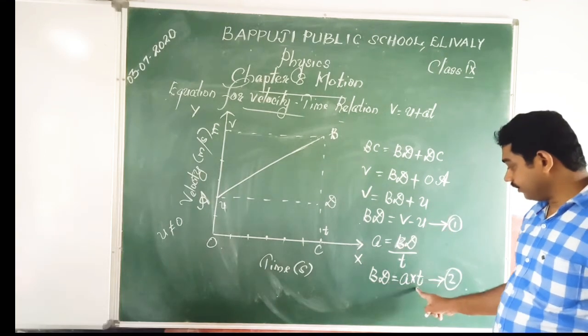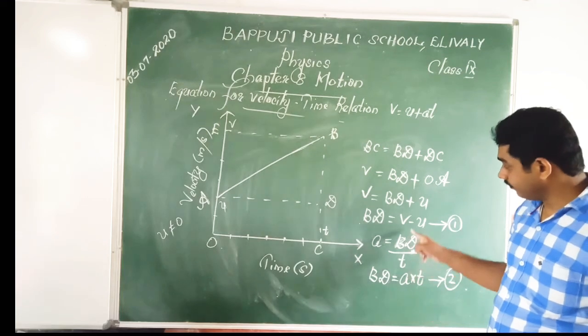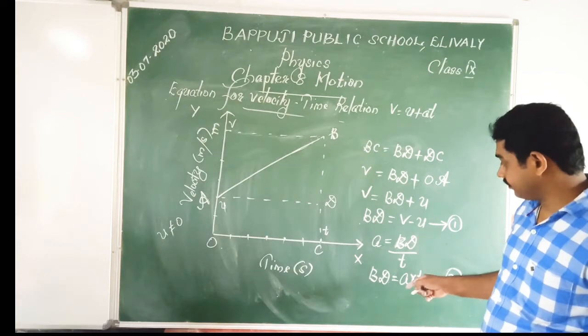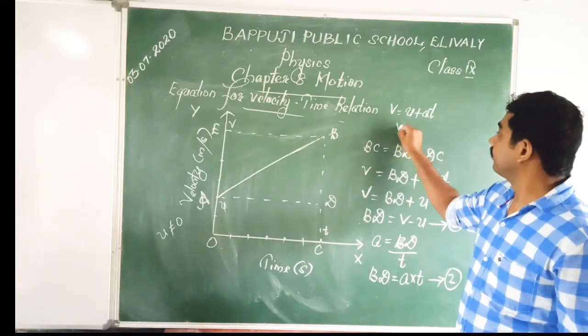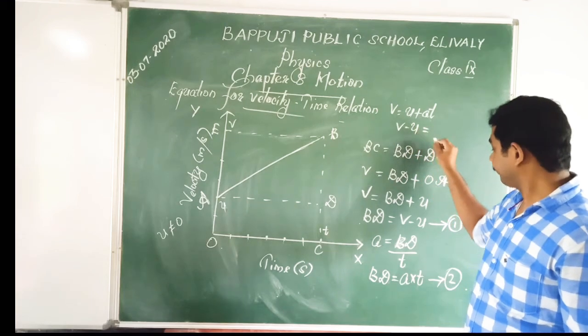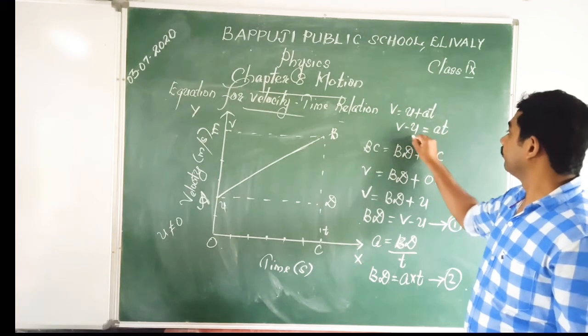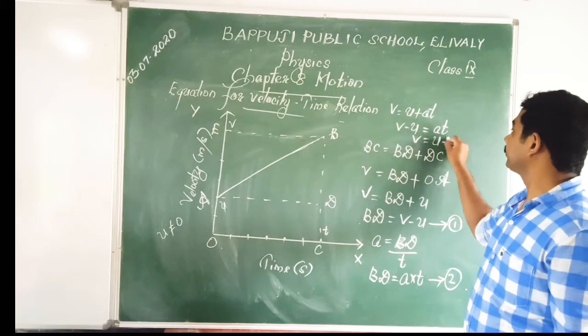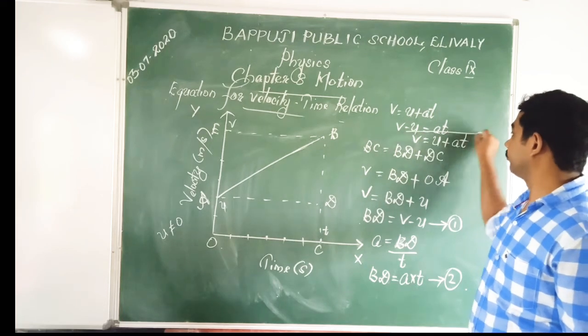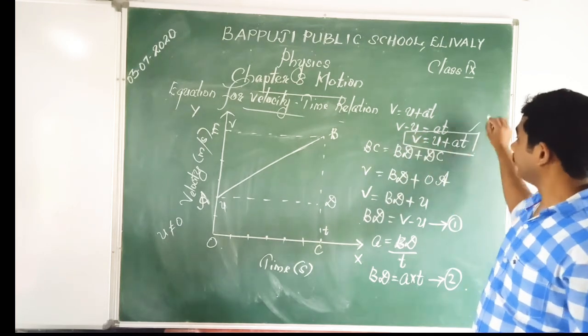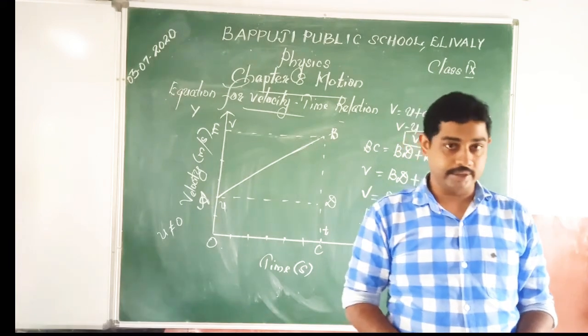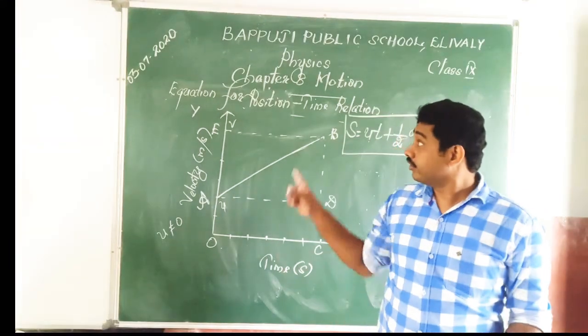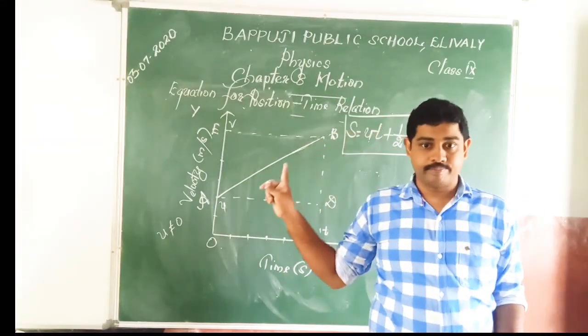Here BD is equal to a into t. Therefore, we can equate these two equations. So we can write v minus u is equal to at, or v is equal to u plus at. First equation, velocity time relation, v is equal to u plus at. Second one, equation for position time relation.